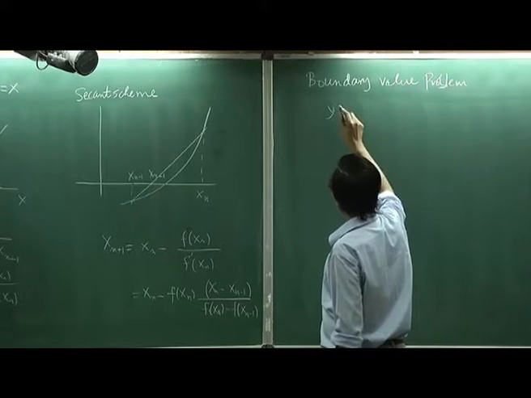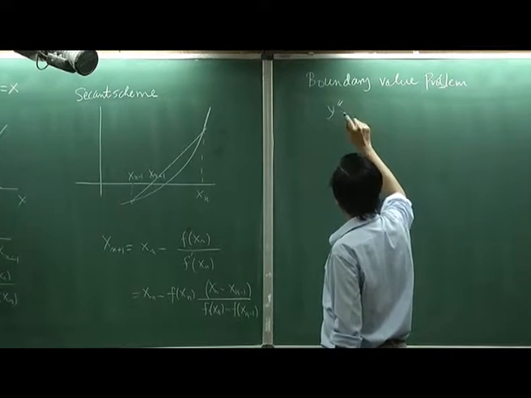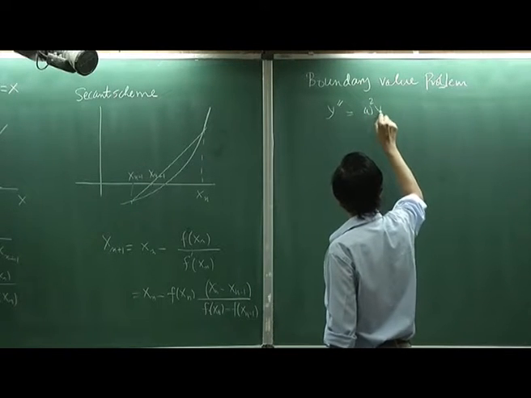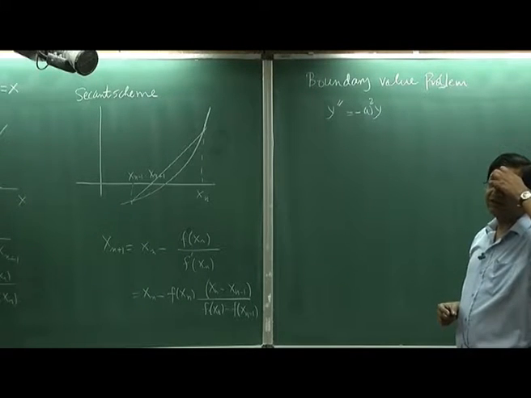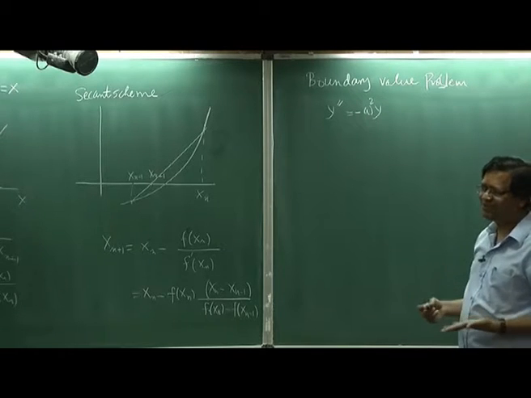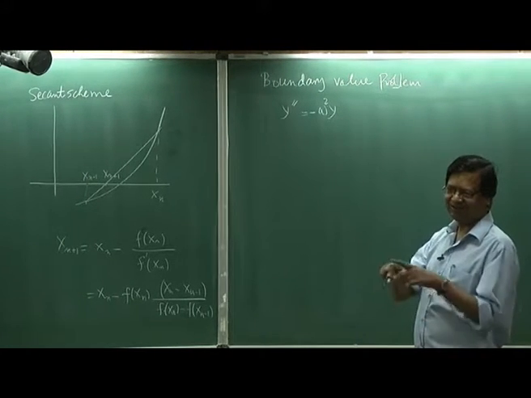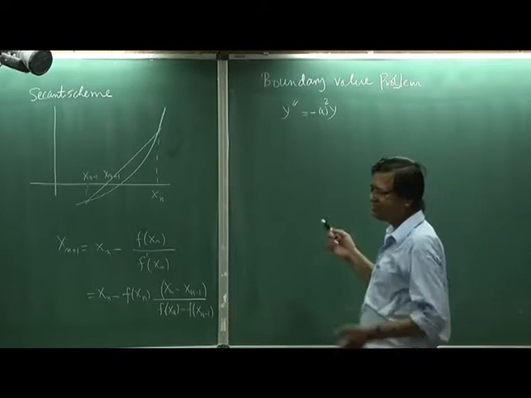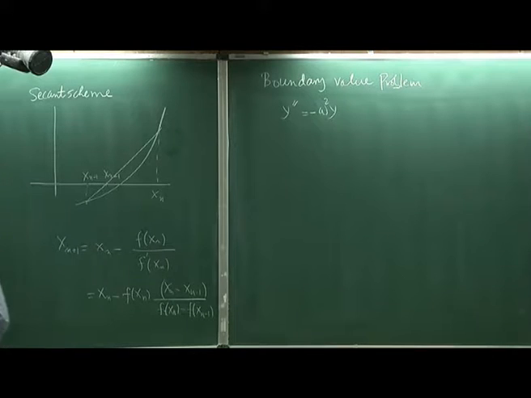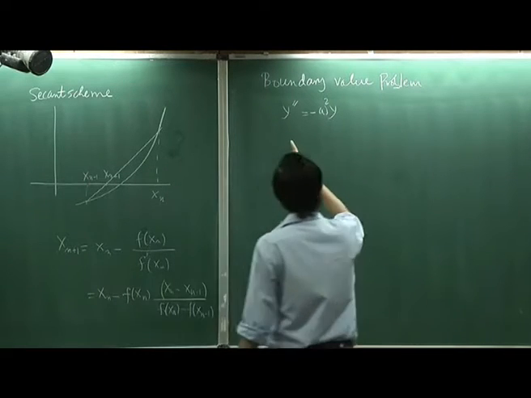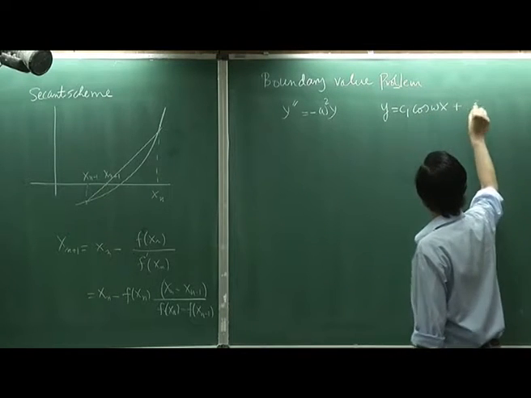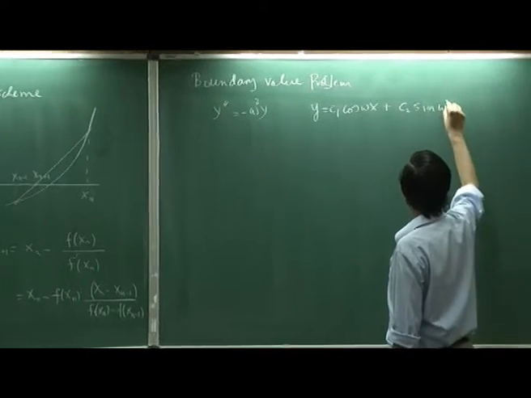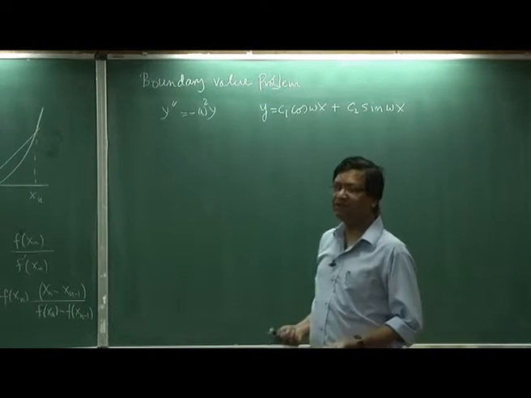Suppose I have my equation y double prime equals omega squared y minus... oscillator. So y is my position and x is my time. In fact, this is more like a string, so y is the amplitude and x is my independent variable. The solution we know already: y equals C1 cos omega x plus C2 sin omega x, and C1 and C2 we find from the initial condition.